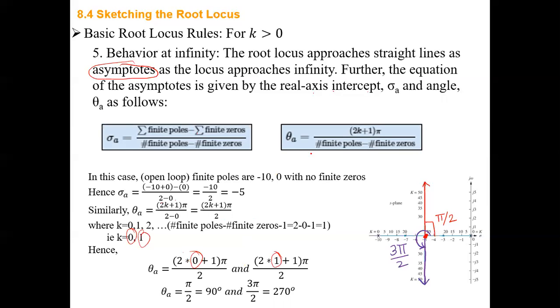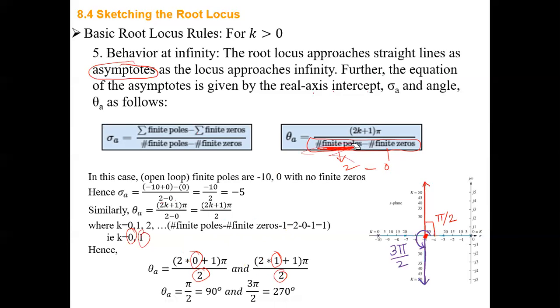Look at that. So what is the finite number of poles minus the finite number of zeros? I mean, the finite number of poles is 2, right? The finite number of zeros is 0. That's why on the bottom we have 2. 2 minus 0 is 2. On the bottom we have 2.